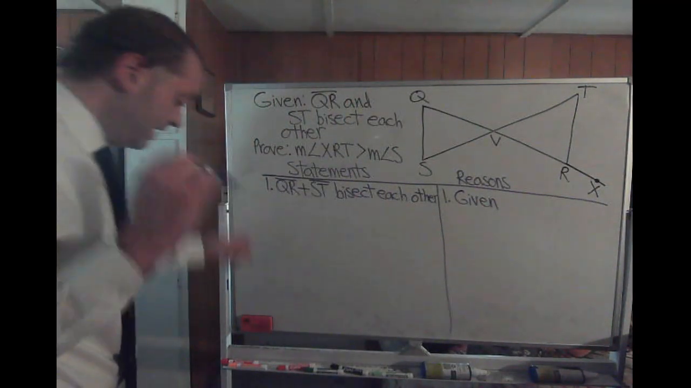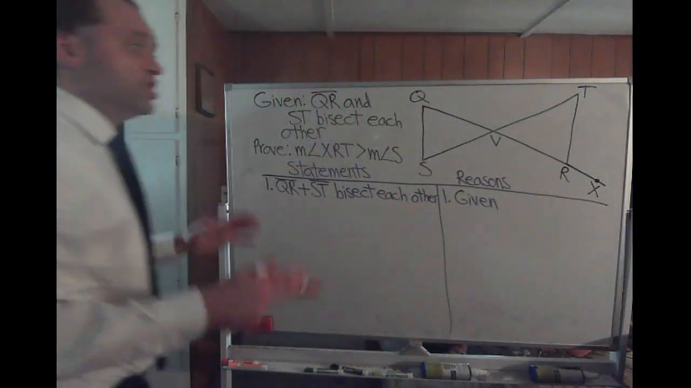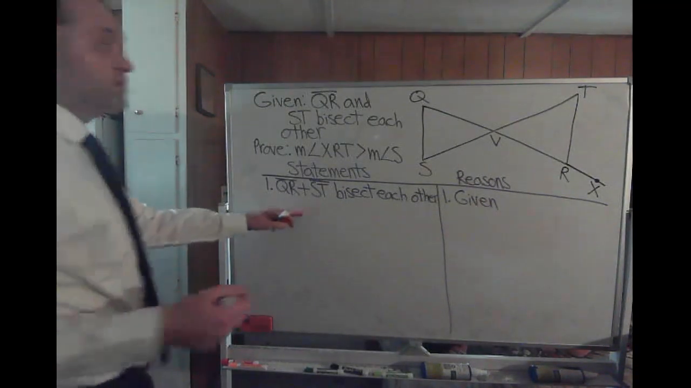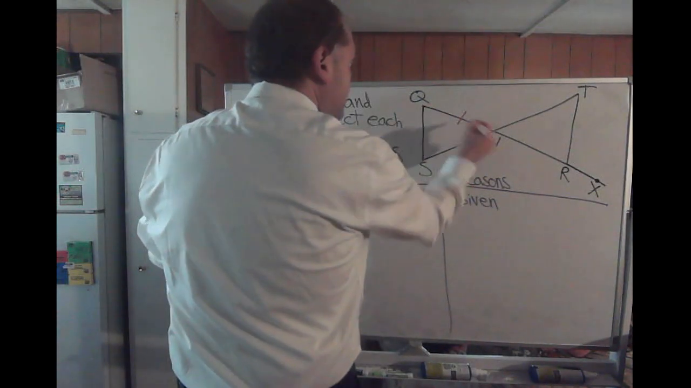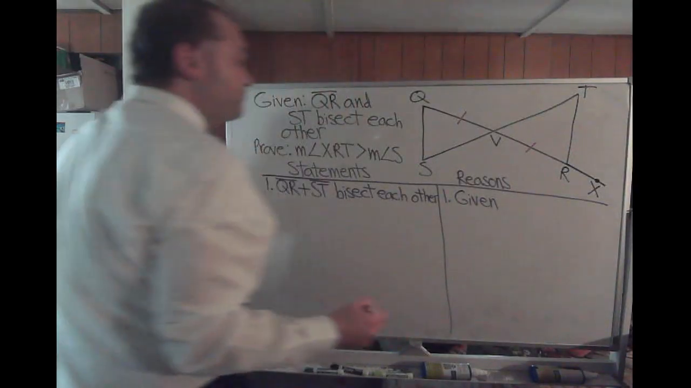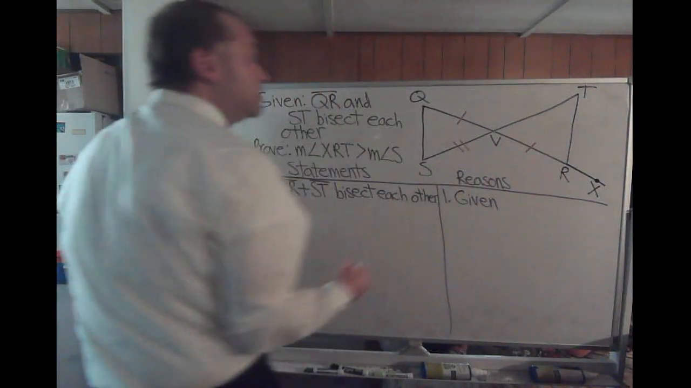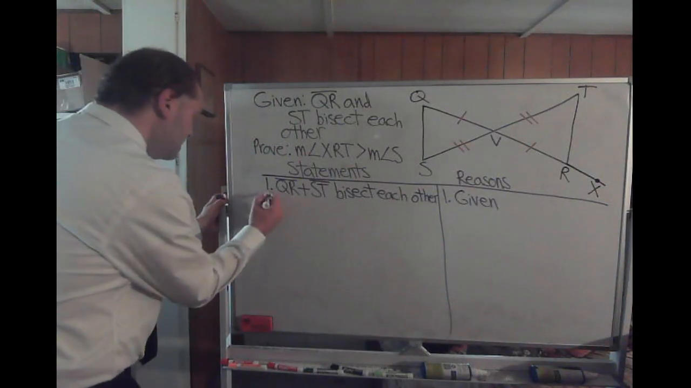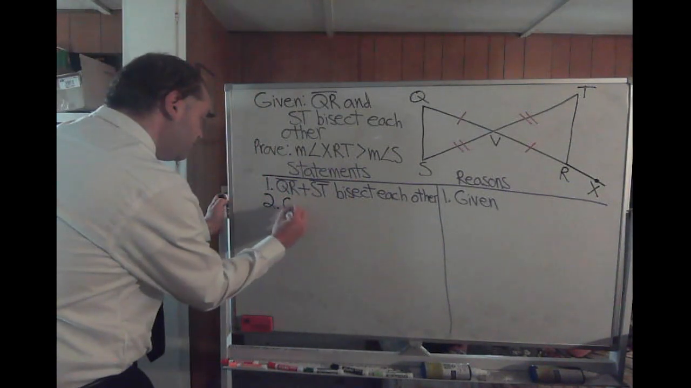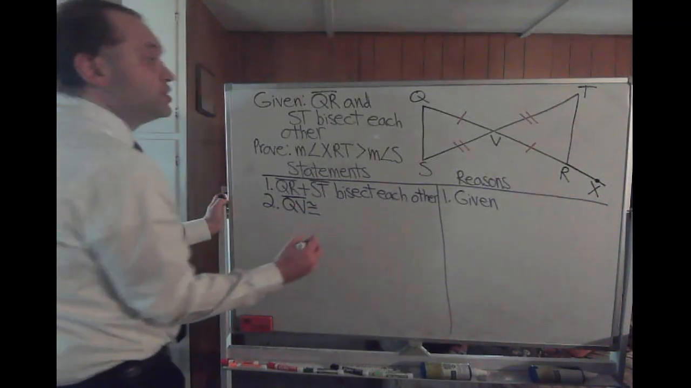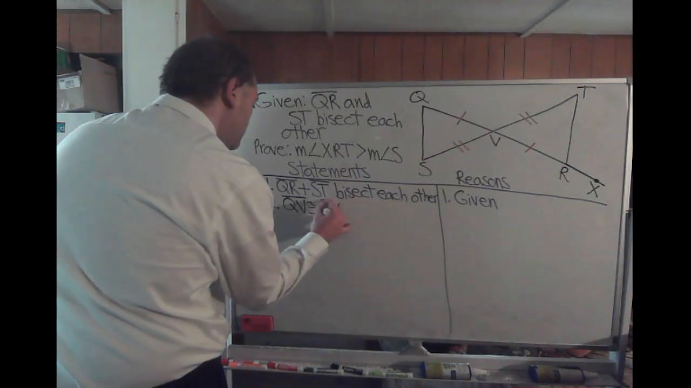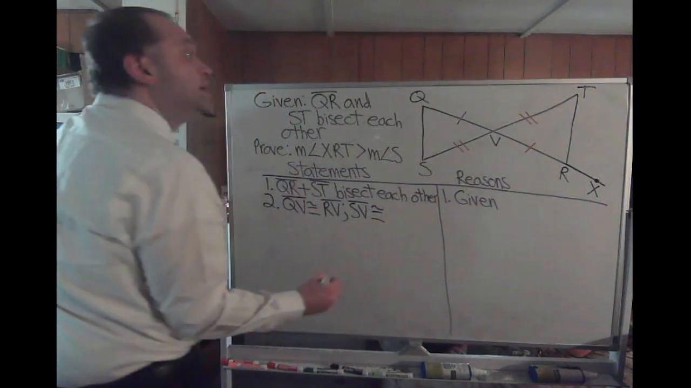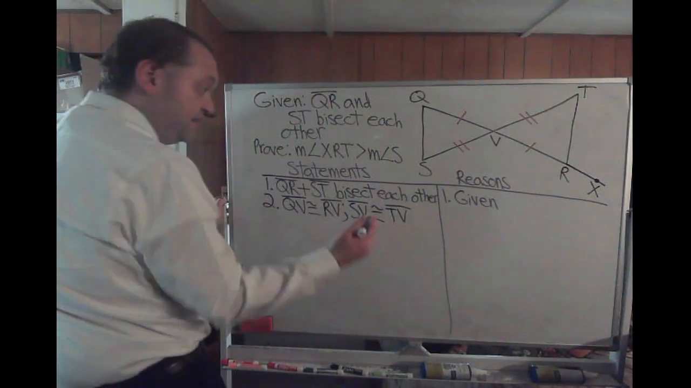Now, let's hang on here a second. If QR and ST bisect each other, what does that mean? Well, that means to bisect, it splits the segments into two congruent parts. So if QR is bisected, that means that QV is going to be congruent to RV. And then that means that SV will be congruent to VT. Right? So now we can actually go ahead and say that segment QV is congruent to segment RV. And then we can say that SV is congruent to TV by the definition of segment bisector.